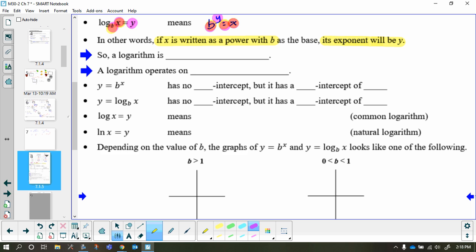So from this, we discover that a logarithm is an exponent. I will ask you this question many times. The question is, what's a logarithm? And your answer will be, oh, Mr. Wagner, a logarithm is an exponent. Now, is it exactly an exponent? Well, sort of yes and sort of no.